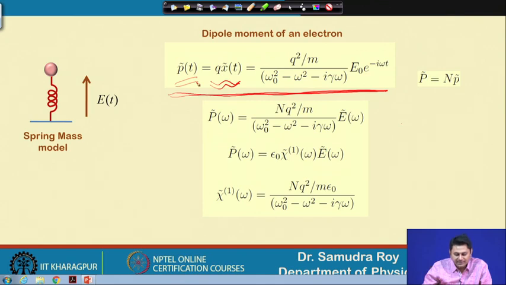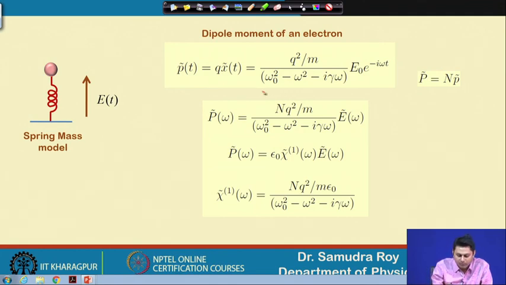Now the distance is nothing but x, and this value of x I just calculated in the previous slide. So once we have the value of x, we put it here. If you remember, the value of x was q divided by m, divided by this quantity, with E 0 e to the power minus i omega t. Mind it, here I am representing the value of x of t, which is a function of time, not the value of x 0.